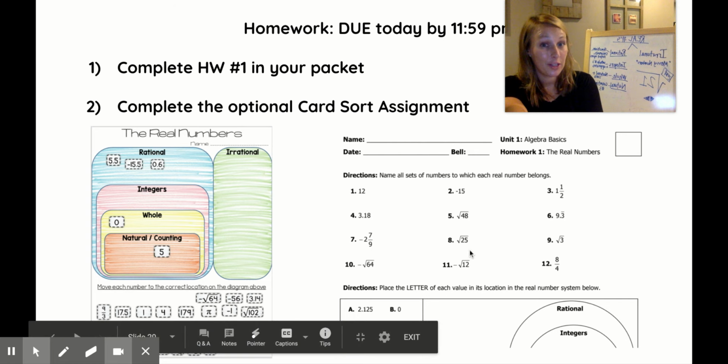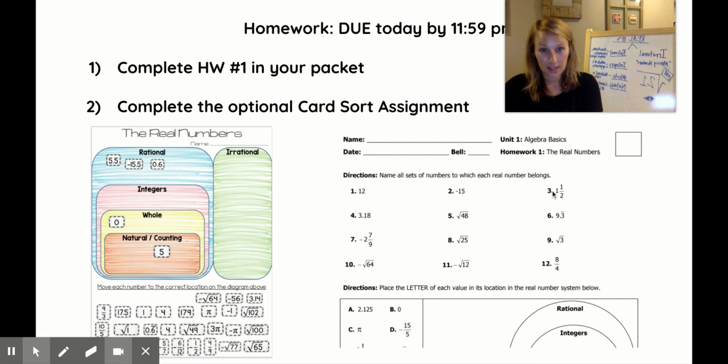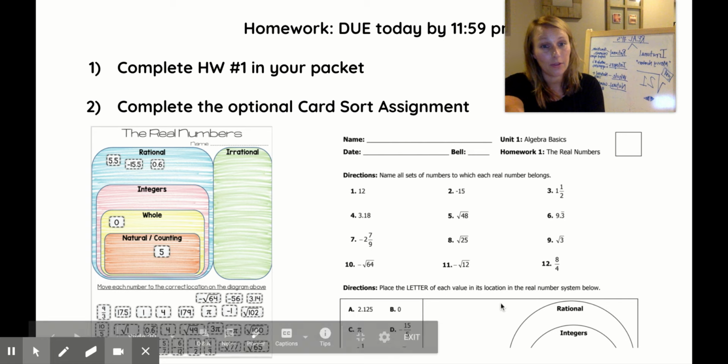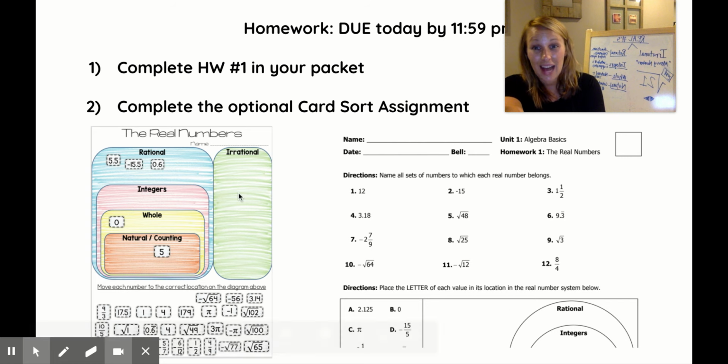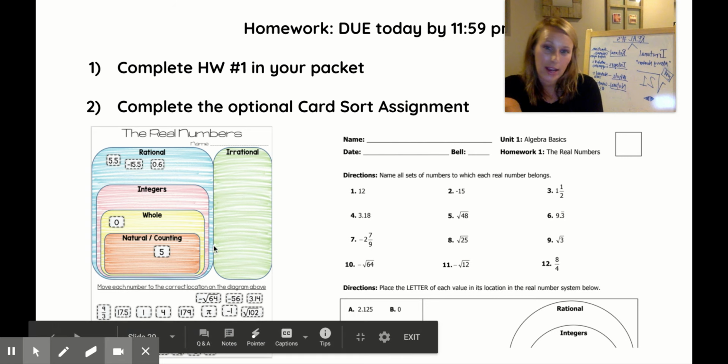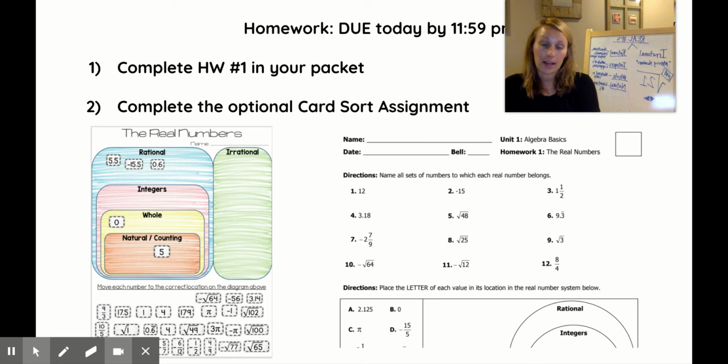Homework number 1 in your packet looks like this. It's very similar to the notes that we just did. So refer to your notes if you're not sure about the directions, exactly how to label or to do these questions. The directions are a little bit different for each section. So refer to your notes. And then there is an optional Google Slides assignment that's just kind of a drag and drop. And it's just for extra practice, or if you have more time and you're in class, you're welcome to do that.